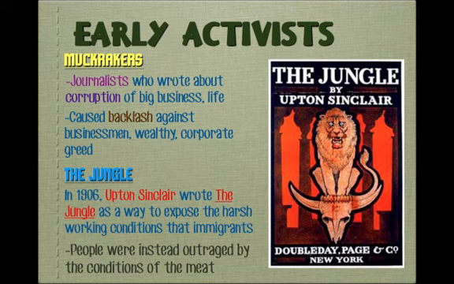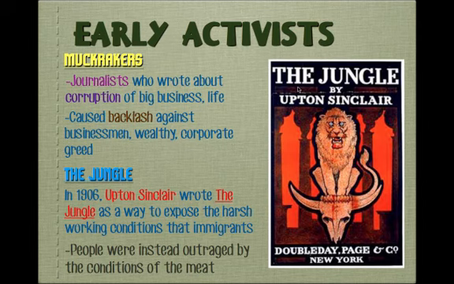One example was The Jungle. In 1906, it was written by Upton Sinclair as a way to expose the harsh working conditions that the immigrants were part of. He focused on a meat packing plant in Chicago. Even though his purpose was to expose the working conditions, people were more outraged by the conditions of the meat. We'll probably read an excerpt about this in class.